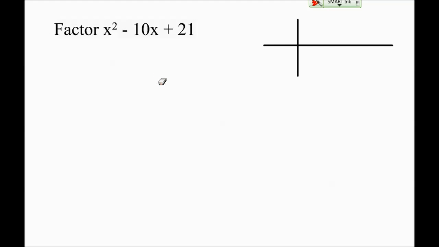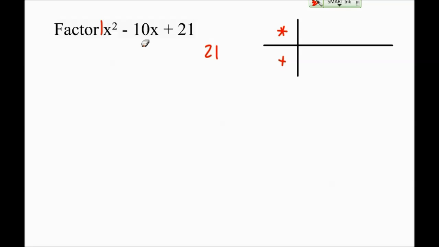Let's do one more example of factoring a basic polynomial. So if you remember, the first thing I'm going to do is start out by multiplying my a and my c. So I'm going to do 1 times 21, and that's going to give me 21. Now I'm going to look for two numbers that multiply to be 21, yet add to be negative 10.